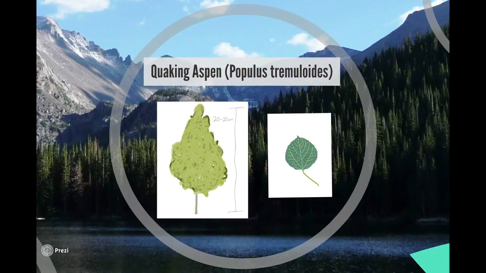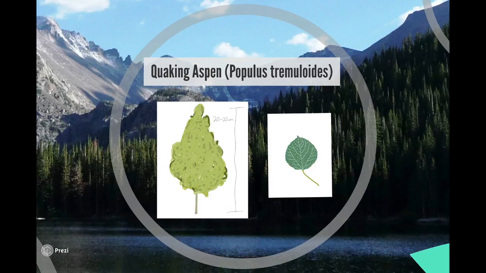So the next plant that I chose is the quaking aspen, or the Populus tremuloides. The kingdom is Plantae, the class is Magnoliopsida, the order is Malpighiales, the family is Salicaceae, the genus is Populus, and the species is Populus tremuloides.